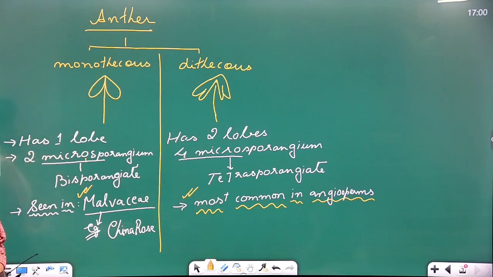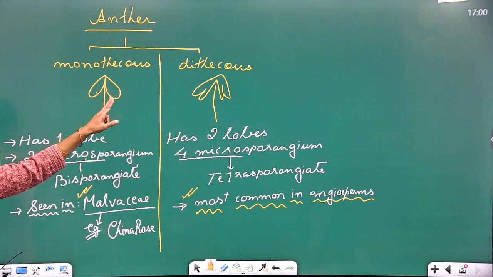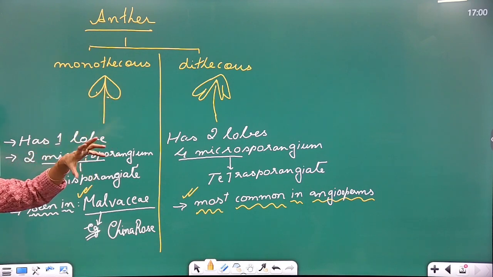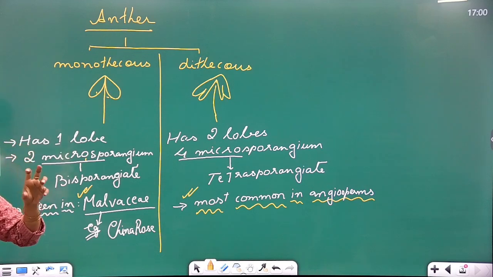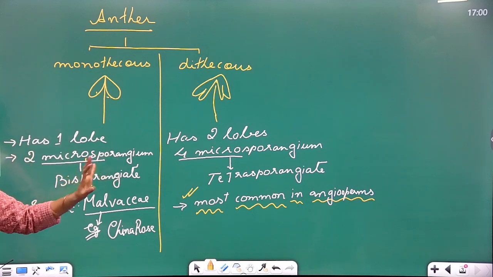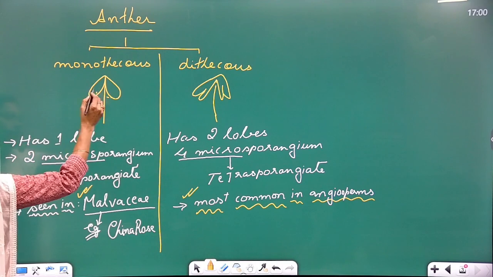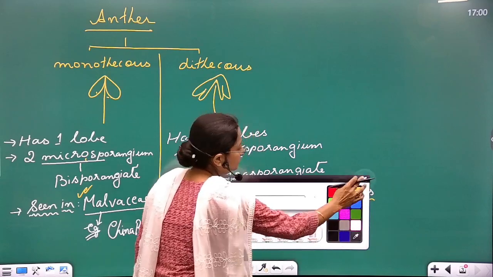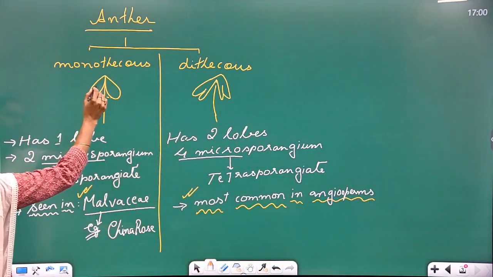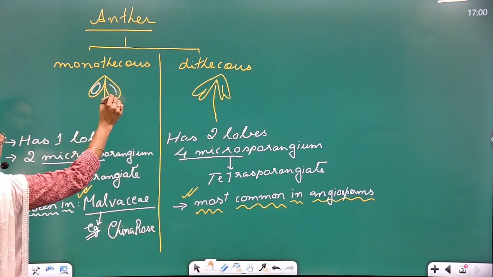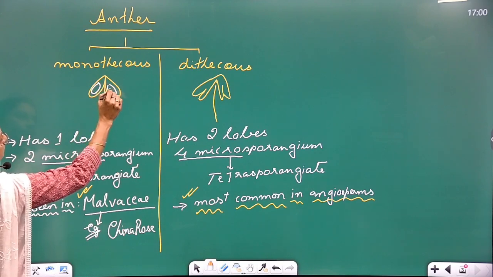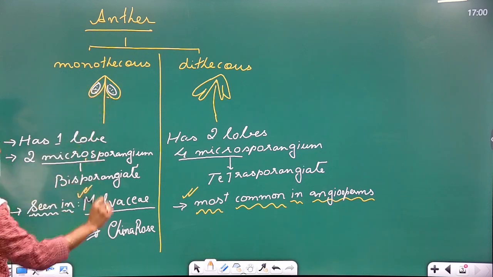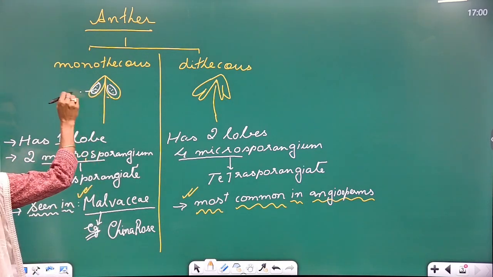So we are talking about this anther. The anther will have a single lobe. Inside the lobe you have a house of spores. That house of spores would be called a microsporangium. So if you are talking about this one, is the point clear? Right?